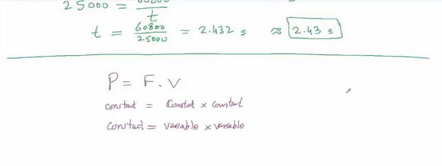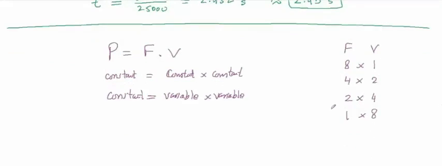Like 8 times 1 is 8. If the speed is 2, then the force must be 4. If the speed is 4, then the force must be 2. And if the speed is 8, then the force must be 1. So see, it's a variable speed and a variable force. Which means that when we take the product of these two variable quantities, the result is a constant power.